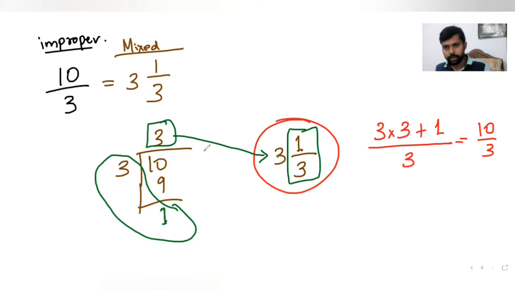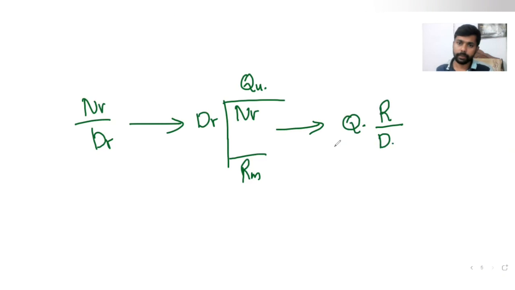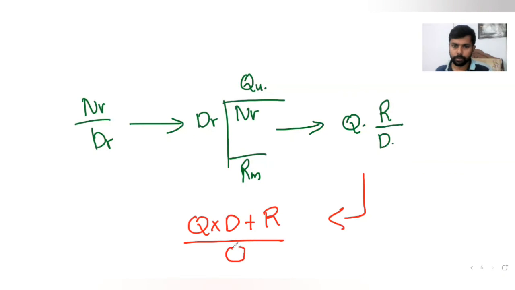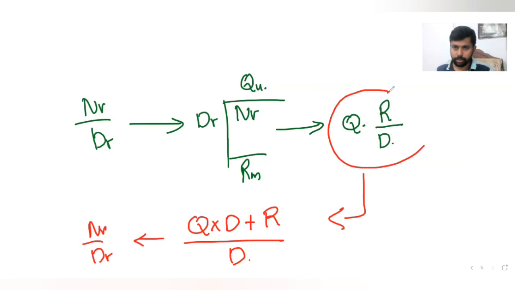Conversely, we can convert this mixed fraction back to an improper fraction. Then how can you convert this back? The conversion can be done by multiplying the quotient with the denominator and adding the remainder. Then use the same denominator. So this way you can find the numerator by denominator form. This way you can convert the mixed fraction back to an improper fraction.